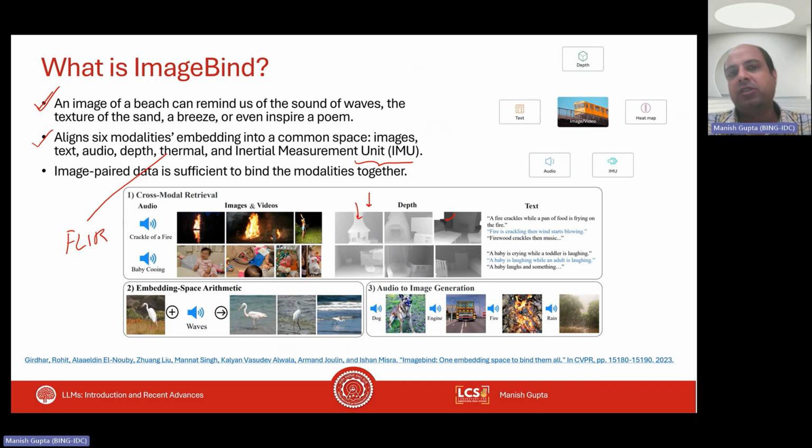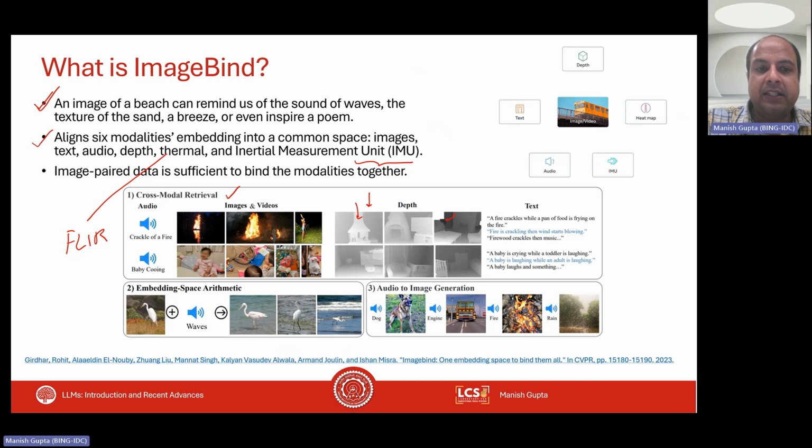They make use of a whole bunch of image data combined with another modality's data so as to be able to train a really awesome multimodal model. And that multimodal model now helps them to do not just multimodal understanding, but also multimodal generation. Multimodal generation is, of course, a topic for another lecture, and we'll talk about that later. But here are some examples.